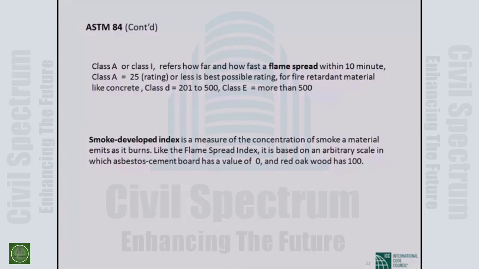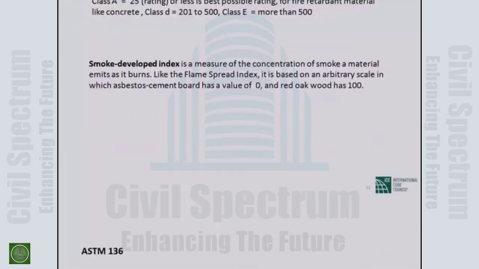And the smoke index again is 0 to 100. 0 is concrete, or asbestos, and 100 is the red oak wood, which is 100. So comparing these two, all the surface finishing elements or combustible building finishing elements used in the building are rated, and accordingly they will be used for different buildings for the inside finishing.